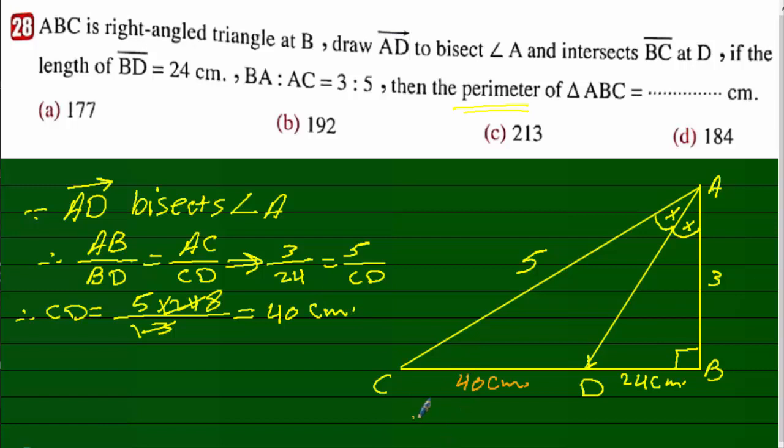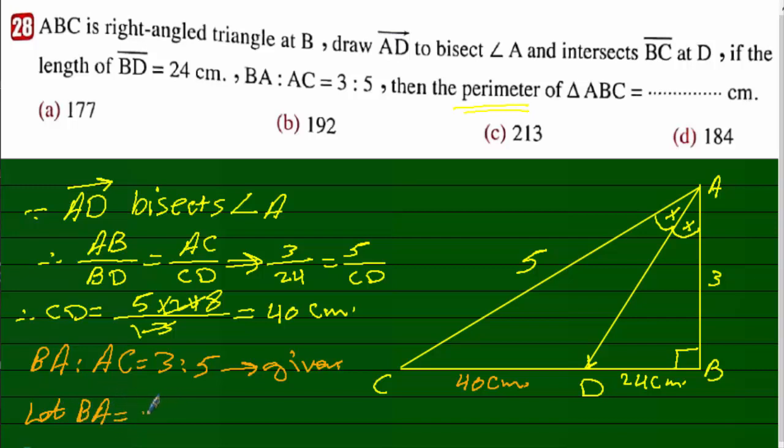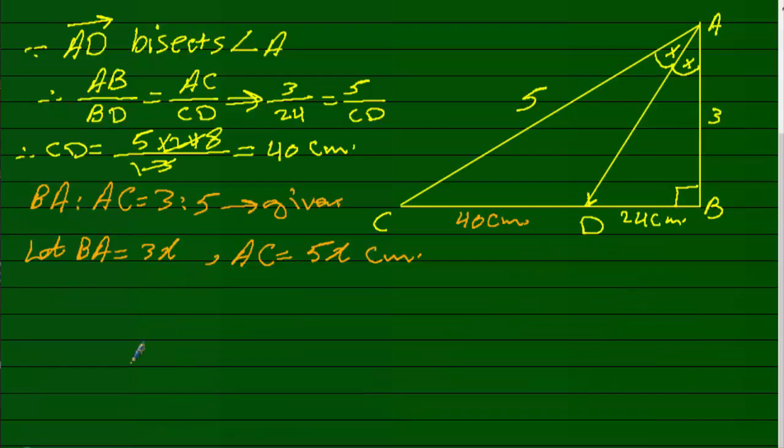Okay, now we want to calculate the length of AB and AC. We have BA to AC equals 3 to 5. It is given. So let BA equals 3x and AC equals 5x centimeters. Now, what is the relation between AB and the BC and the AC?